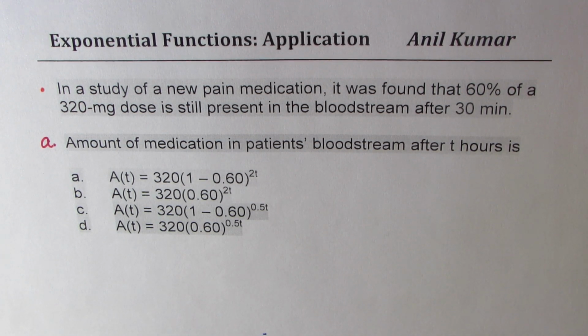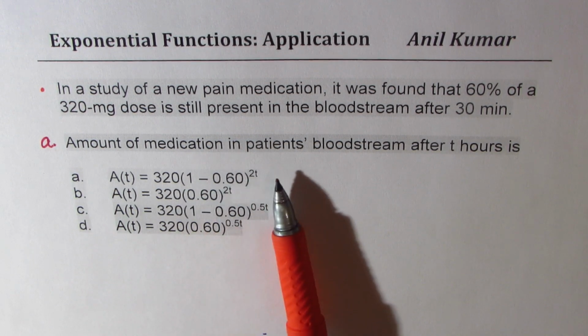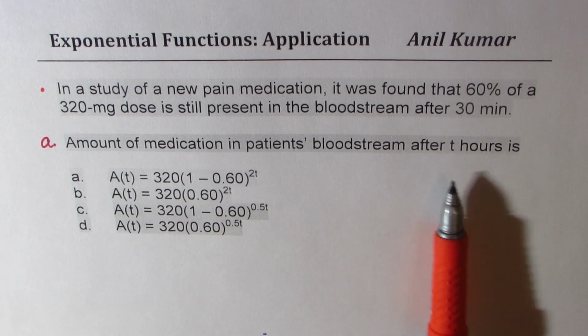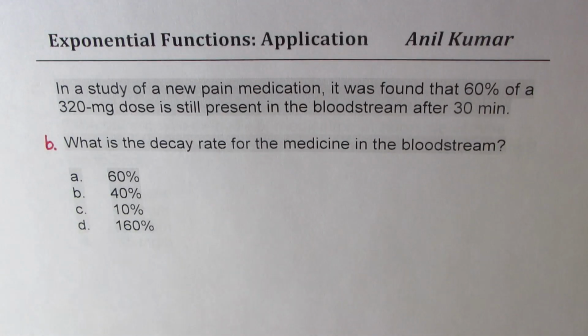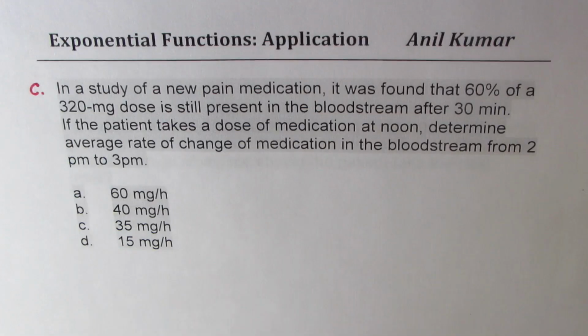Part A is, find the amount of medication in the patient's body after t hours. Now we are given four choices. You have to select the right one. In the next set, you need to find the decay rate. Again, four choices are given to you. You can always pause the video, answer these questions, then look into my suggestions.